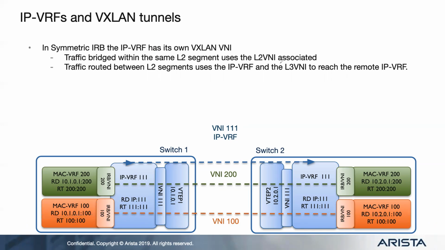Now let's see that host H1 is in VLAN 100 and H2 is in VLAN 200, a different subnet. What will happen is H1 sends the packet to its gateway, VLAN 100. The destination is in VLAN 200, so it will check the route for the VLAN 200 subnet, and it finds that it is locally connected. The SVI is already there.